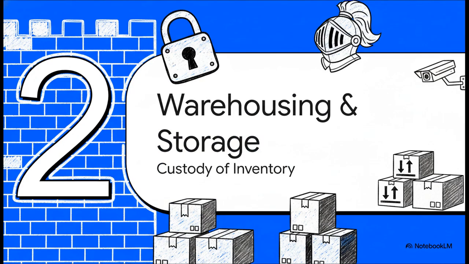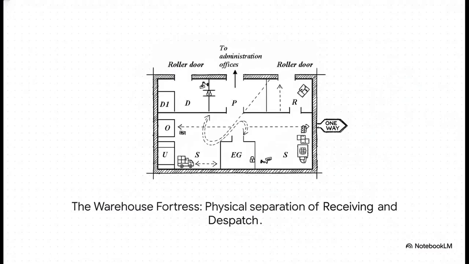Section 2. Warehousing, custody, and storage. I want you to imagine the physical warehouse as an impenetrable fortress. Notice how the receiving and dispatch areas are completely physically isolated from the main storage areas. This is a perfect example of enforcing strict segregation of duties. You literally never want the person accepting goods from suppliers to also be the person packing them into customer trucks. Why? Because that creates a massive opportunity for collusion and theft.